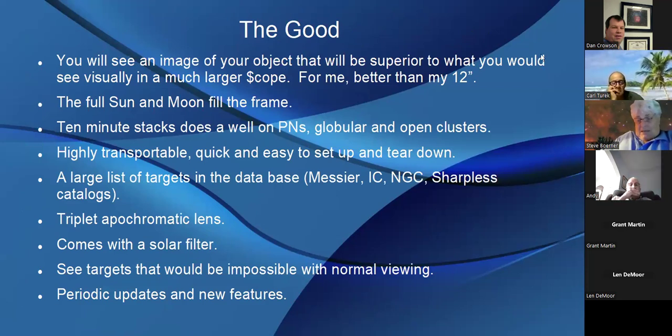Okay, I've got to move that out of the way so I can finally read everything. It said you're going to see an image in a scope that's going to be superior to what you could see in a much larger scope. I've got a 12-inch, and there's no question my C-Star does a better job than my 12-inch. The sun and the moon fill the frame. That's not necessarily true on other smart telescopes.